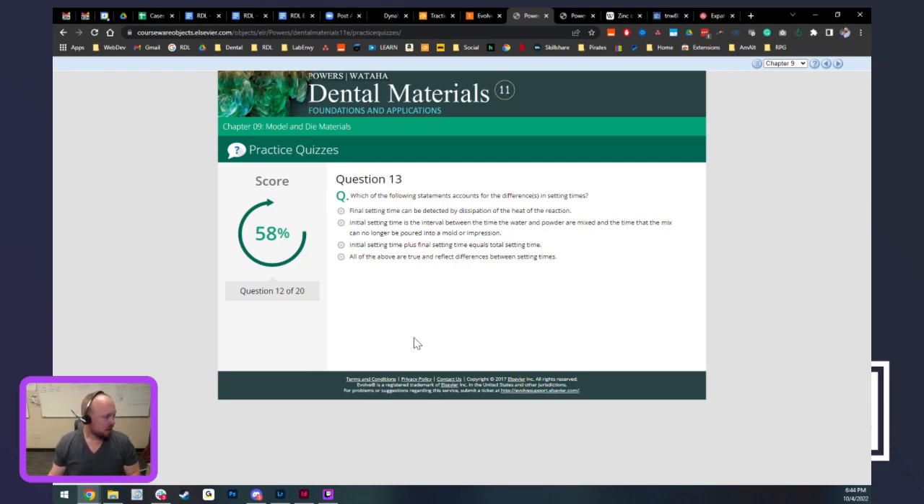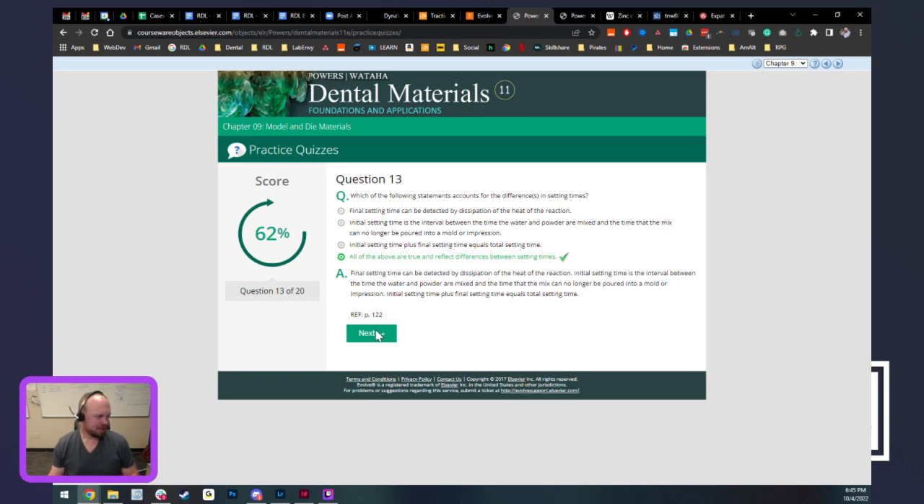Thank you. Which of the following statements accounts for the differences in setting times? We're talking about model and die materials. Final setting time can be detected by dissipation of the heat of the reaction, so you can feel that it's hot. Initial setting time is the interval between the time the water and powder are mixed and the time that the mix can no longer be poured into a mold or impression. That's the initial set, yeah. Initial setting time plus final setting time equals total setting time, yes. All of the above are true and reflect differences between setting times. Boom.